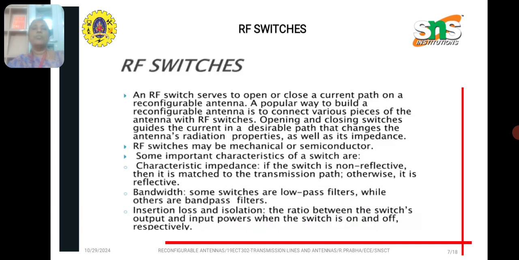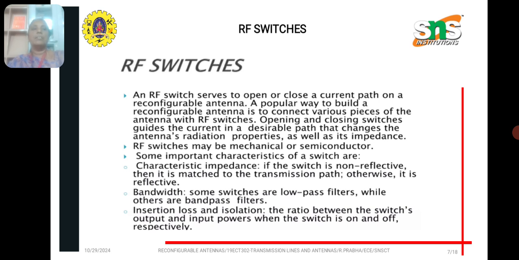Reconfigurability is also achieved with RF switches. They serve to open or close the current path on a reconfigurable antenna. A popular way to build a reconfigurable antenna is to connect various pieces of the antenna with RF switches. Opening and closing switches guides the currents in a desirable path that changes the antenna radiation properties as well as its impedance. RF switches may be mechanical or semiconductor. Some important characteristics of a switch are characteristic impedance, bandwidth, and insertion loss.